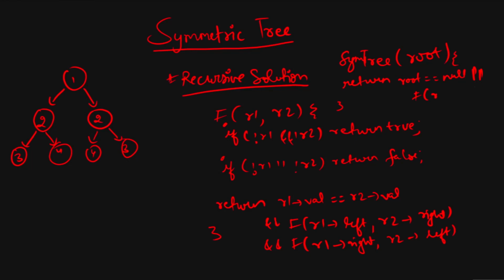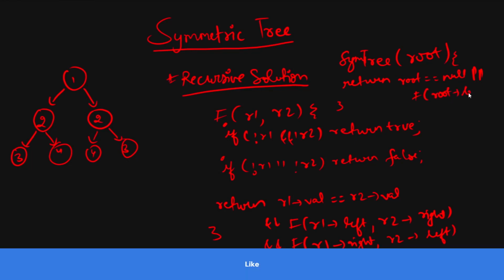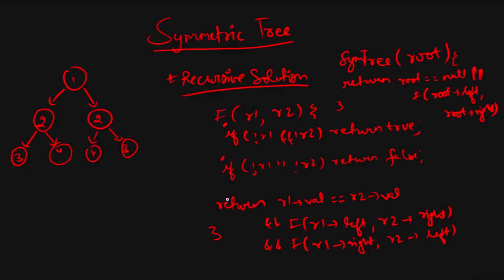Otherwise, how to call this function? F of root left, root right. So this is how my code looks like. Now let's see how we can solve it. Let's do a basic dry run.